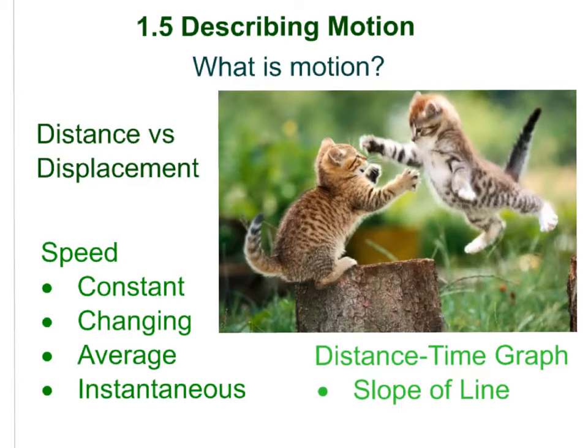Probably the first thing that would be important to do in this section would be to ask the question, what is motion after all? So that's one thing we're going to look at. We're going to look at distance versus displacement. What do those terms mean and how are they different? We're going to look at speed. We're going to look at different kinds of speed: constant speed, changing speed, average speed, instantaneous speed. We'll look at all those different things. We're also going to look at graphing, and we're going to look at a distance time graph and what the slope of that line on that graph determines.